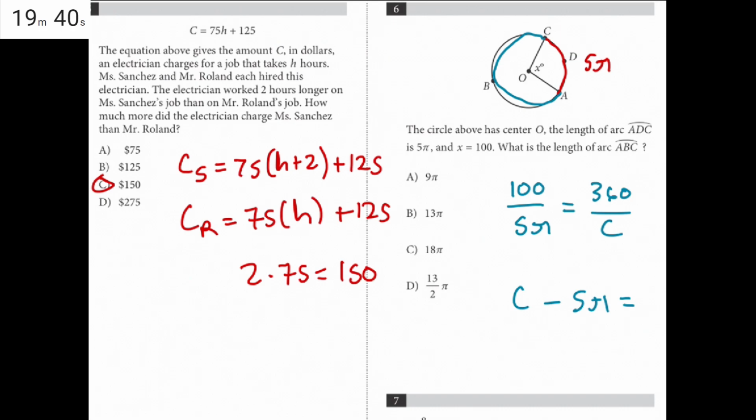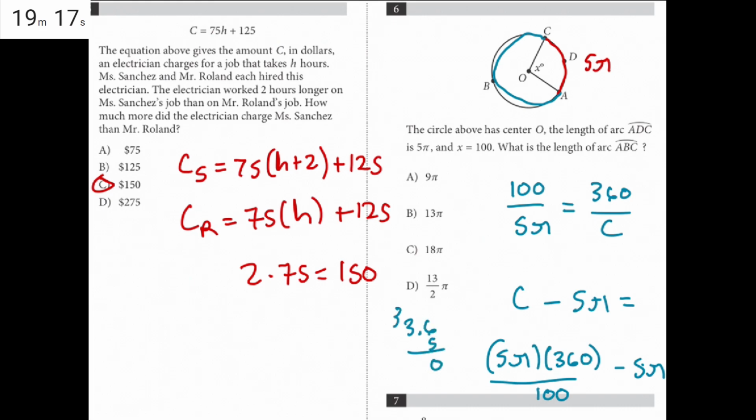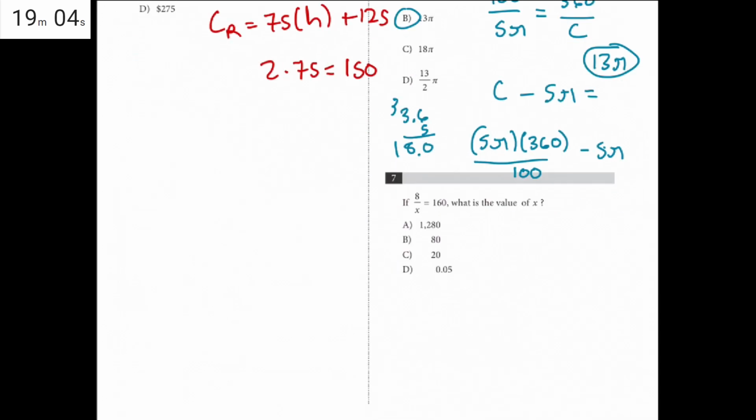So C is equal to 5 pi times 360 over 100, minus 5 pi. So that would give us 3.6 times 5, which is 0, 3, 15, 18, which is 18. 18 pi minus 5 pi is 13 pi. And that's the correct answer, B. Man, that was on number 6, too. Okay, this is a tough one.